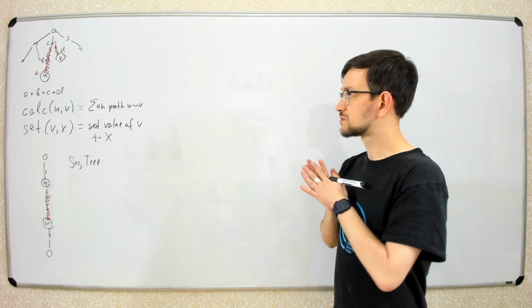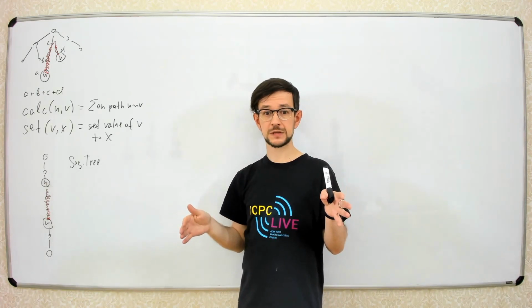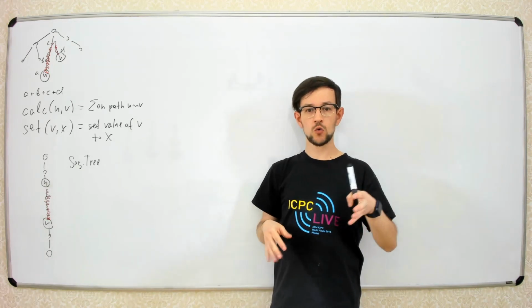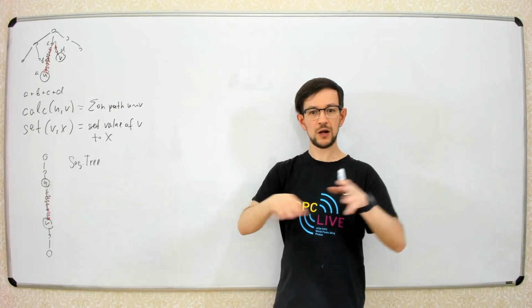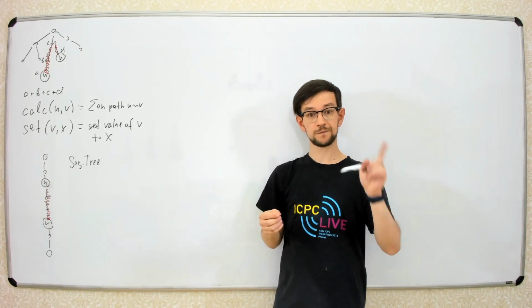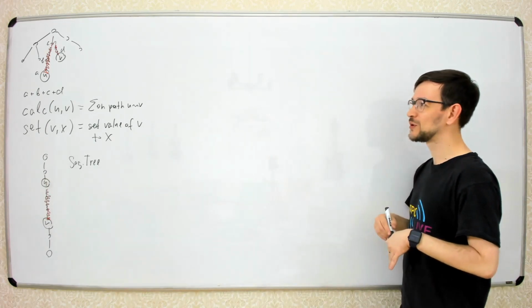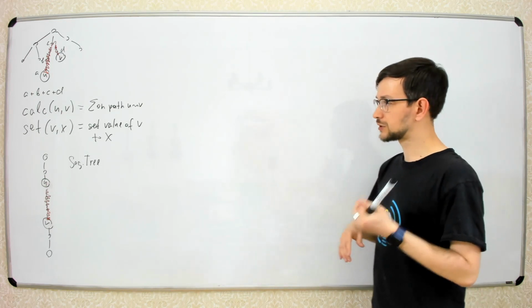We will try to split our tree into some paths, and then we'll use these segment trees to calculate the function on each path, and then we will combine all these results to get the whole result of the function on this given segment. That's roughly the theme we have today. So the technique we'll discuss is called heavy light decomposition.